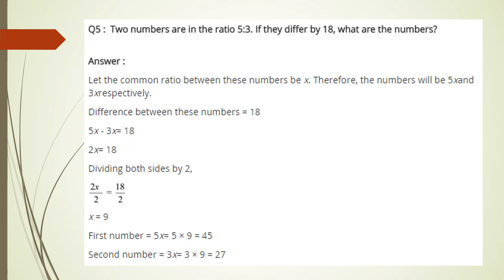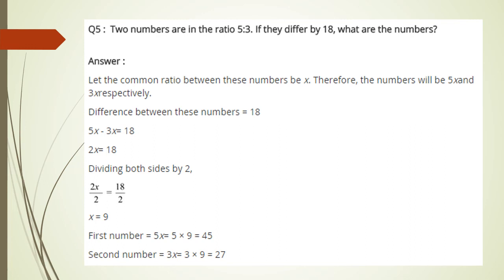Children, to solve this, let the common ratio between these numbers be x. Therefore, the numbers will be 5x and 3x respectively. The ratio is 5:3, no children. If the common ratio is x, then the numbers will be 5x and 3x respectively. The difference between these numbers is 18.